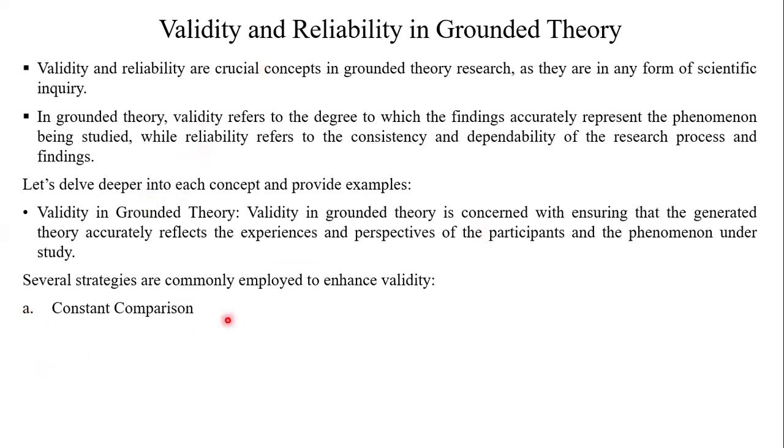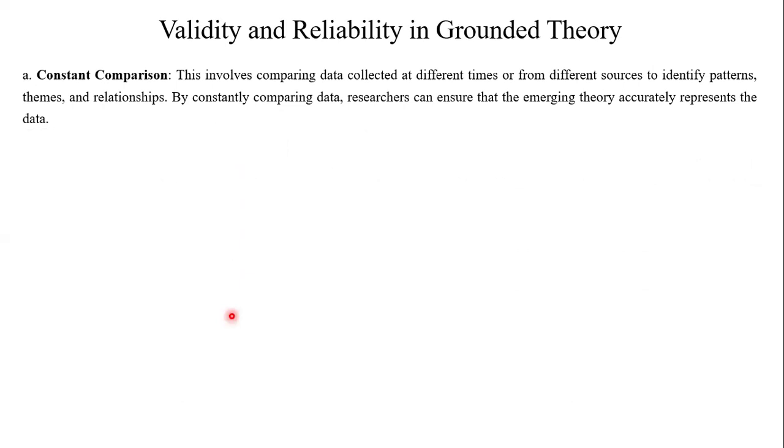So, constant comparison is a strategy that you can apply in grounded theory research to validate your results. The second thing is triangulation. The third procedure is member checking. So these three procedures are required in grounded theory in order to validate your results, your findings. So what are the specific details of these three strategies? So you need to understand one by one.